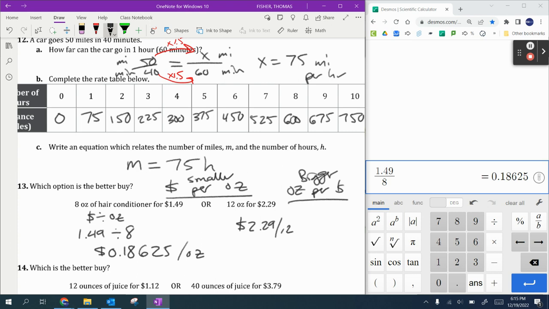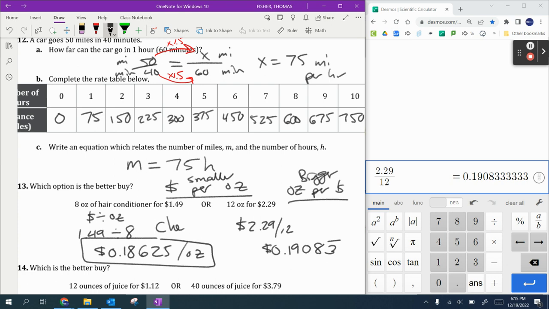229 divided by 12 gives you, they are very close, 19.83. So see, the problem is if you call this 19 cents and you call this 19 cents, then they're the same, and they're actually not the same. The one on the left is a better deal because it is cheaper for 1 ounce.